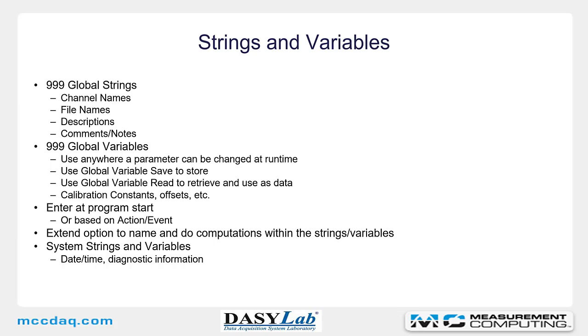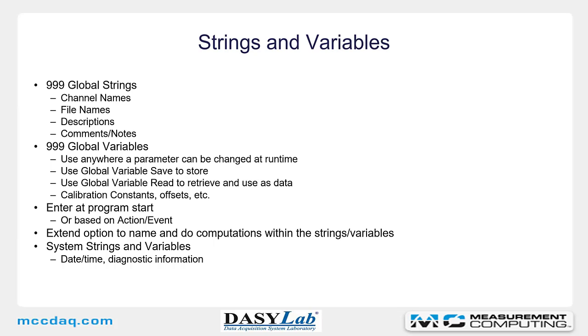DASYLab has 999 global strings. You can use strings for things like channel names, file names, descriptions, comments, notes, descriptive information about your test, operator names, and 999 global variables. You can use anywhere a parameter can be changed at runtime.